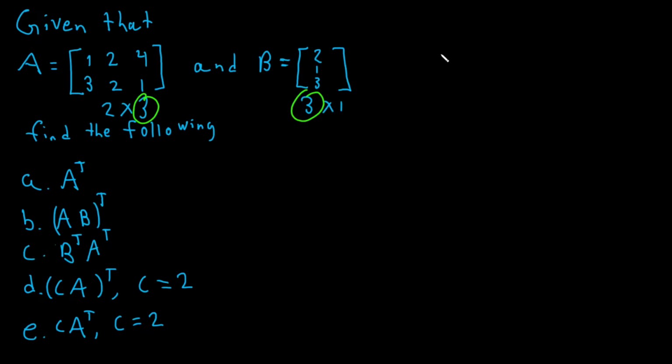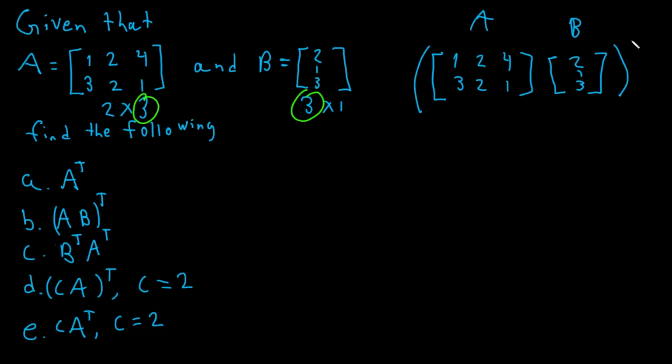So AB, we can just write out the matrix. So 1, 3, 2, 2, 4, 1 multiplied by 2, 1, 3. And we want to take this and find the transpose of it, because this is A, this is B, and we want to find the transpose of AB. So to do that, we just carry out the matrix multiplication. Remember, it's rows multiplied by columns, so we're going to get a 2 by 1 matrix as the resulting matrix of this matrix multiplication. Since we have a 2 here and a 1 here, we're going to get a 2 by 1 matrix.